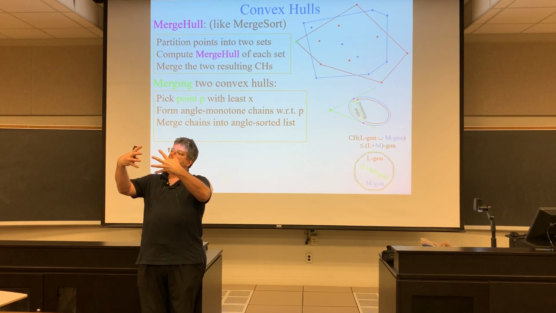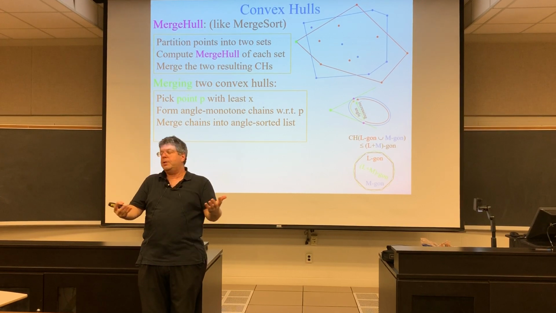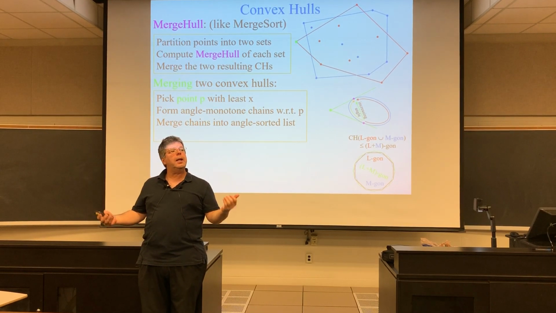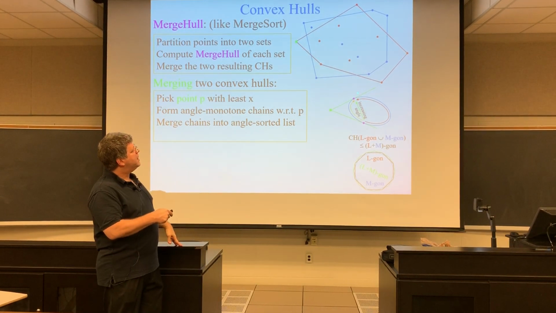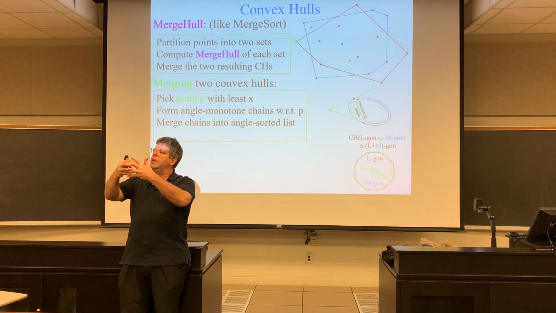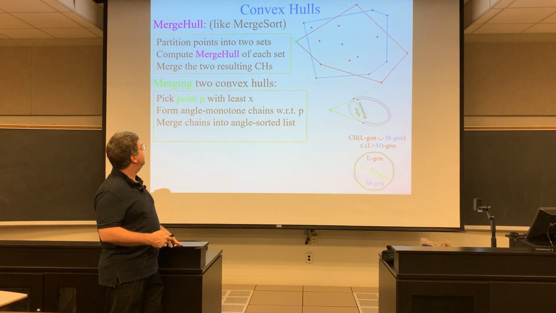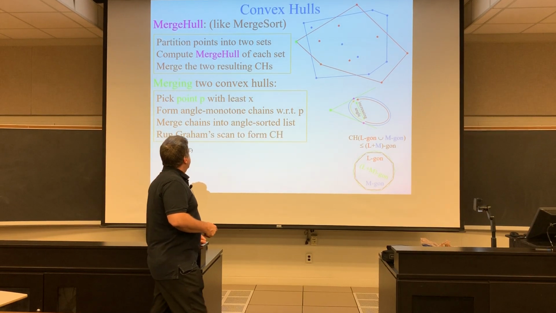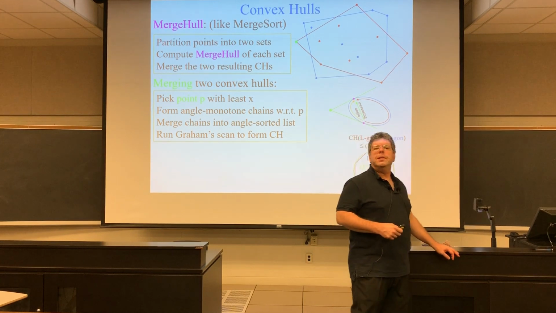So you basically do this. And it doesn't have to be a perfect shuffle. It could be this, but that's okay. If one list is sorted and the other is sorted, that's why merge sort works so quickly. And that's why merge hull works so quickly for the same reason. You basically combine this list with this list into a single list that's monotone in the polar angle. Okay? And you do that for both convex hulls.